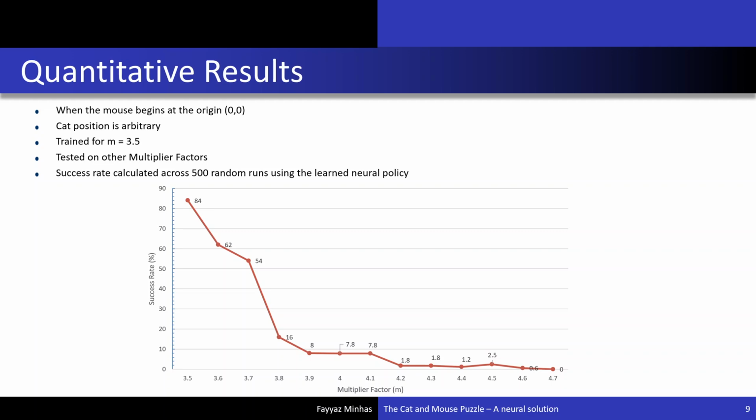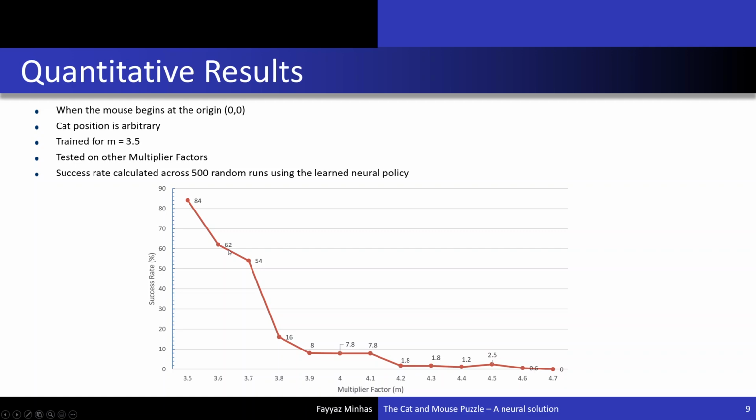We start the mouse at the center because that is essentially the most difficult spot where the mouse can start, and it's the most generalized one as well. The great thing about this implementation is that even if you increase the multiplication factor during testing, while the neural network has been trained with a multiplication factor of 3.5, it still doesn't fail until the multiplication factor goes up to 4.7. At a multiplication factor of 3.6, we get a 62% success rate, which is pretty good.